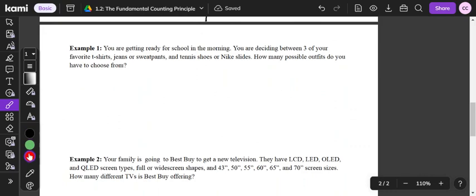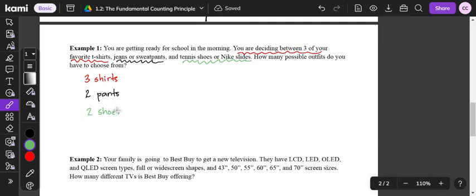Once again, it's a good idea to just label what's going on here. We have 3 different shirts to choose from. Looks like we have 2 different types of pants to choose from. And it looks like we have 2 different kinds of shoes to choose from.